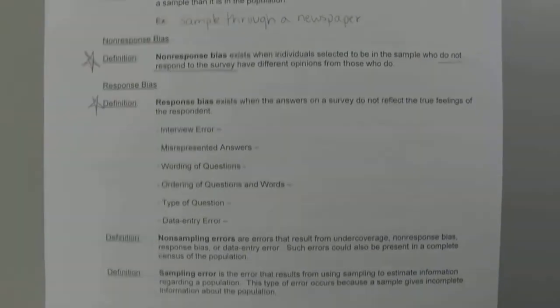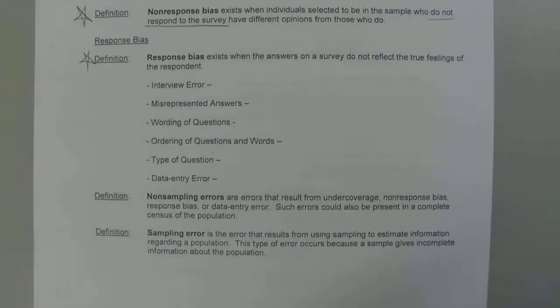Last one, response bias. This exists when the answers in our survey do not reflect the true feelings of the respondent. So with response bias, you actually sample pretty well, and people actually reply, you get responses, but what is said is not necessarily exactly accurate, either on purpose or maybe not on purpose, okay?